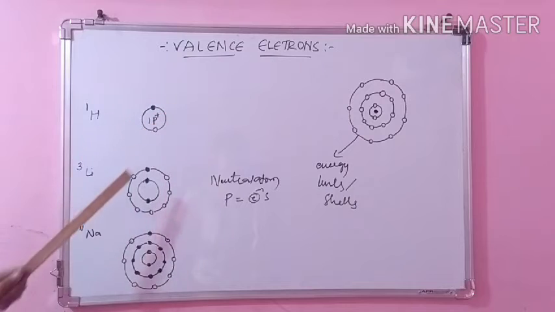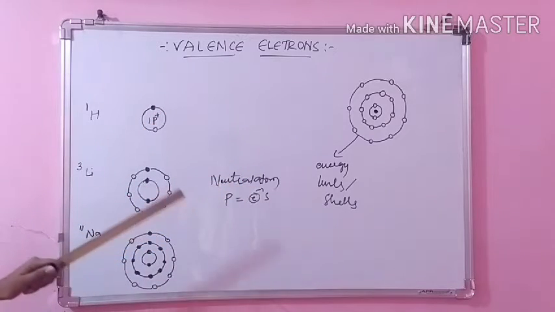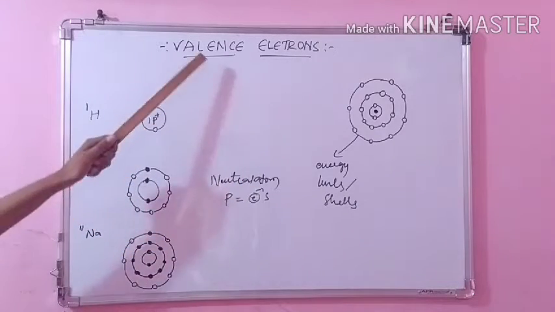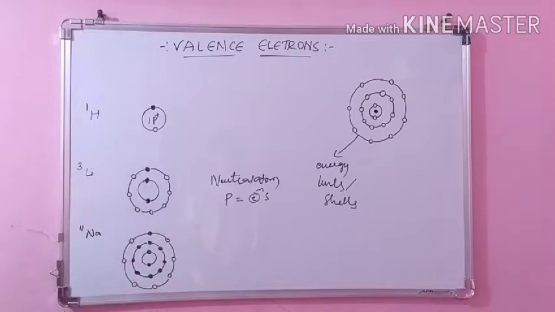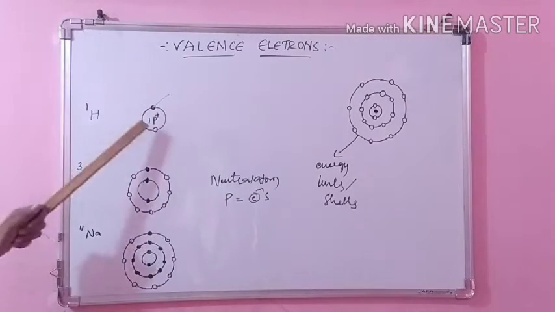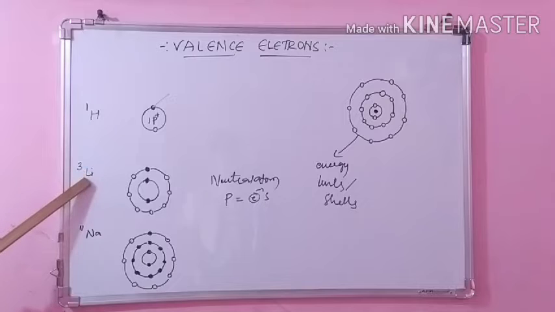Valence shell means outermost, farthest from the center, isn't it? That is nothing but your valence electron. Here you can see this one. Clear? This is having 1 valence electron. Here you can see lithium.